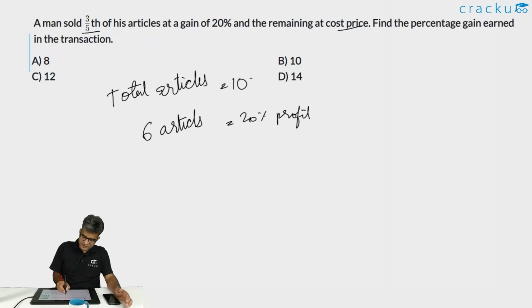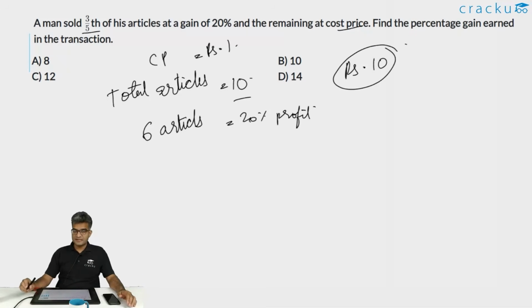So 6 articles he sold at 20% profit. So let us also assume that the cost price of an article is rupees 1. So what is the total cost price of 10 articles? That will be rupees 10. 6 articles he sold at 20% profit. The remaining 4 articles he sold at cost price.